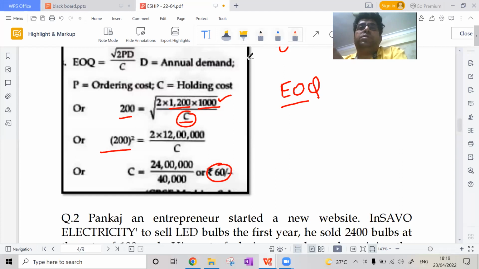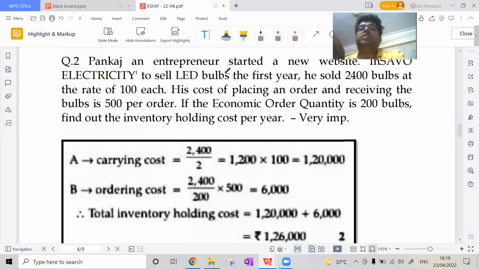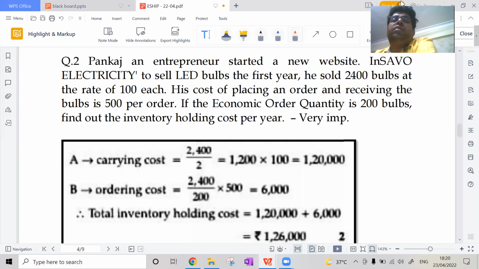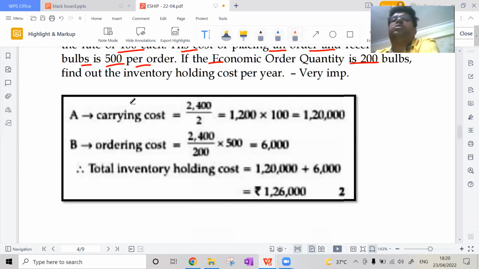Okay, now moving on to another question. Another question of EOQ, and this was a very good question. Many of you have not seen it. This was a board question, and it is a very important question. Now see that. Pankaj, an entrepreneur, started a new website, and he was selling LED bulbs. He sold 2400 bulbs at a rate of 100 each. His cost of placing an order and receiving the bulbs is 500 per order. If the EOQ is 200, again here EOQ is given. Now you have to find out the inventory holding cost per year.